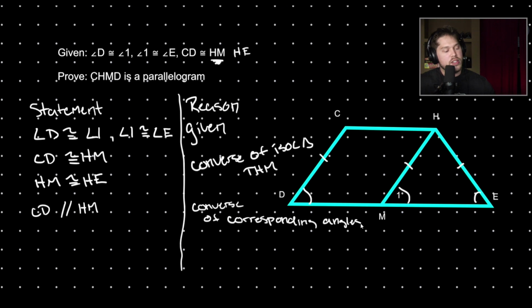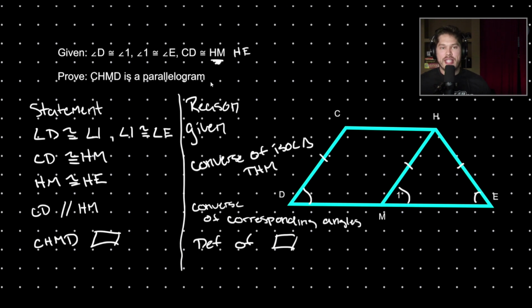And then again, since we have a pair of opposing sides which are both congruent and parallel, we can say that our figure is a parallelogram. So we know that CHMD is a parallelogram by the definition of parallelogram. So to recap this proof, I made a tiny bit of a mistake.